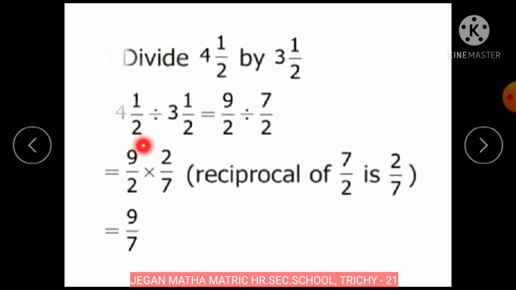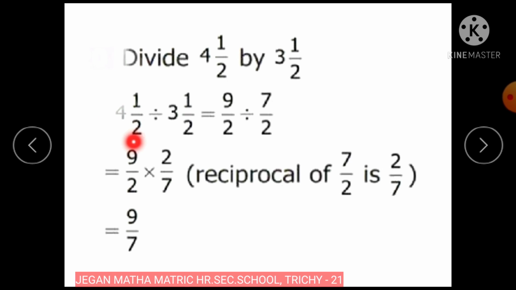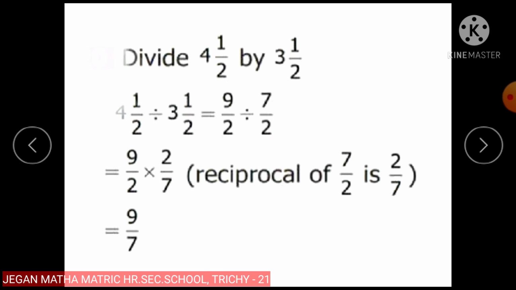First, the mixed fractions are converted to improper fractions. Improper fraction of 4 1 by 2 equal to 9 by 2, and improper fraction of 3 1 by 2 equal to 7 by 2. Now we take the reciprocal of the second fraction 7 by 2. Reciprocal of 7 by 2 is equal to 2 by 7. Now multiply the numerators and multiply the denominators. We get 9 by 7.